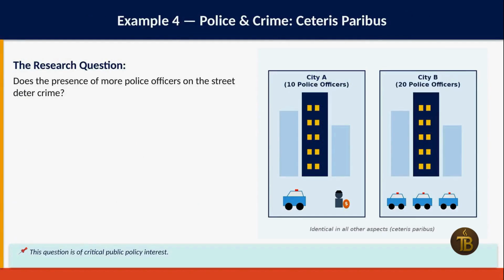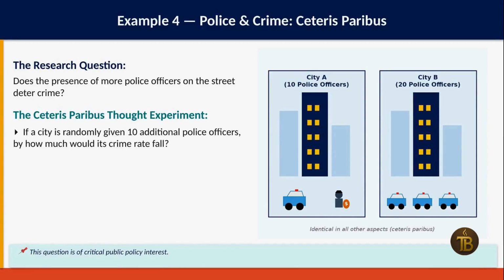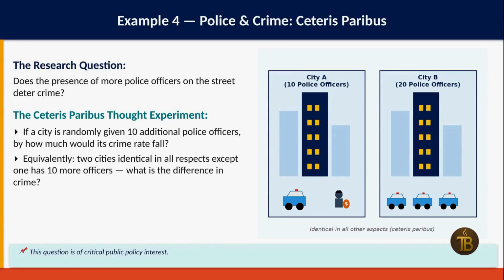Let's look at one more example. Police and crime, a question of real public policy interest. Does having more police officers on the street deter crime? Here's the ceteris paribus thought experiment. If a city were randomly given 10 additional police officers, by how much would its crime rate fall? Equivalently, imagine two cities that are identical in every respect except one has 10 more officers than the other. What's the difference in crime between them?